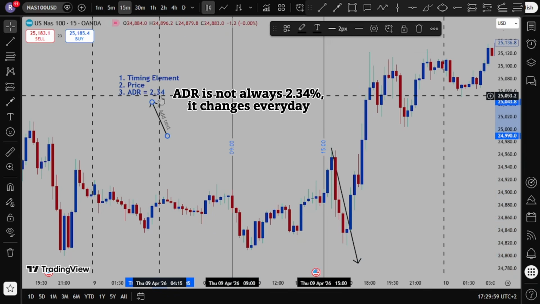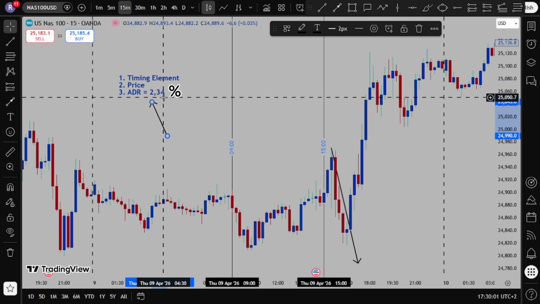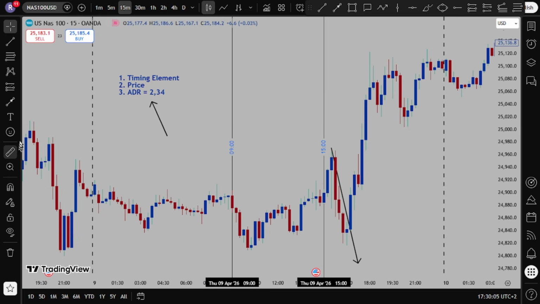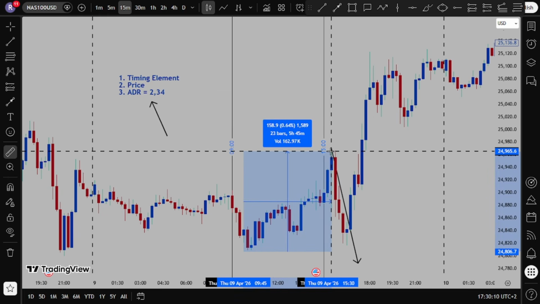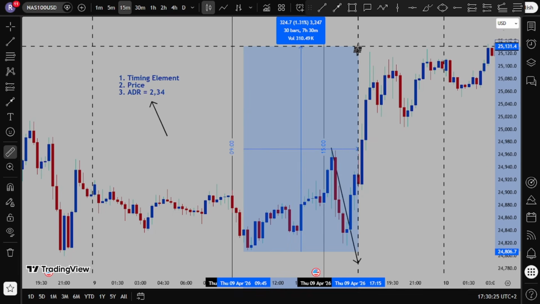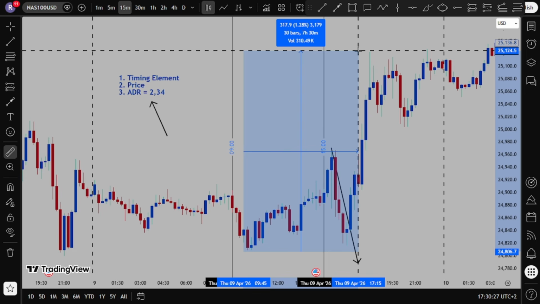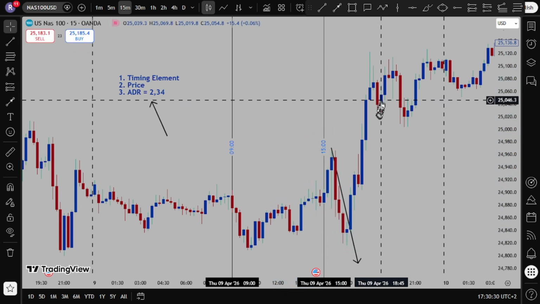So the ADR here started at 2.34%. This is a percentage, 2.34%. So we had to measure from here all the way to the high to see if the market had reached the ADR. And you can see it has not yet reached the ADR because it only covered 0.64%. So that means the market had more room to continue all the way to the upside. There was still more room for us to buy this instrument.